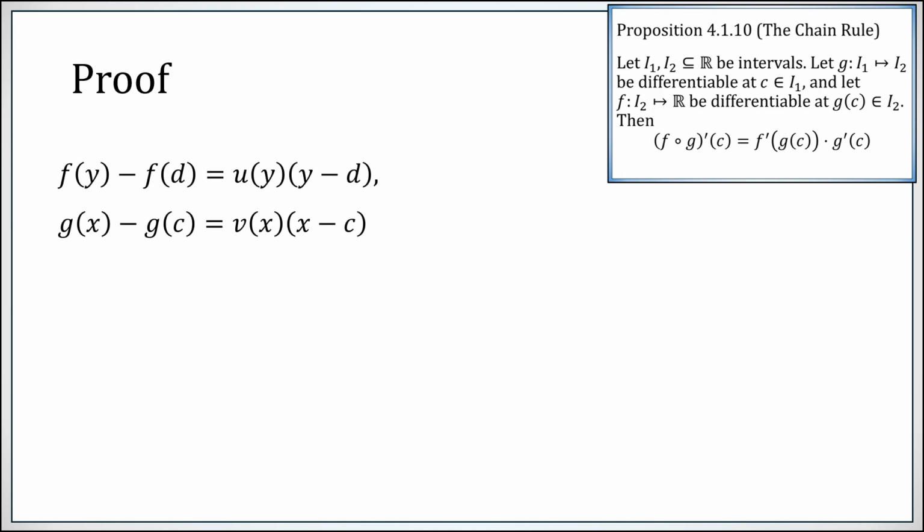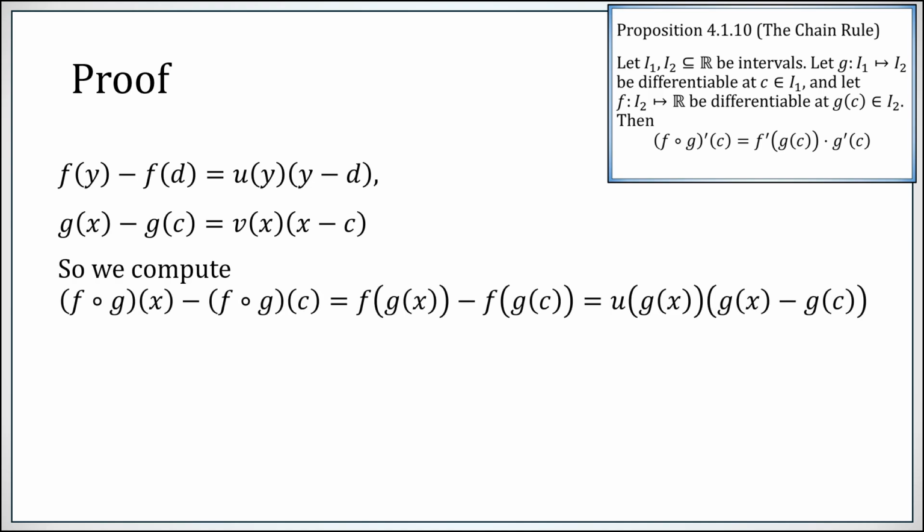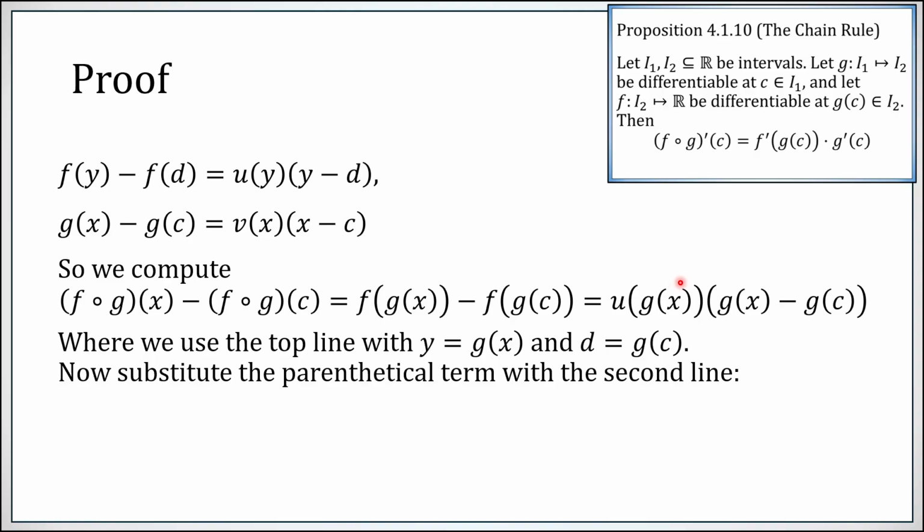All right, so now we have these. We're going to compute the numerator of the difference quotient for the composition here: f of g of x minus f of g of c. Now to end up here, just use y equals g of x and remember that d is equal to g of c. So f of g of x minus f of g of c equals u of g of x times the quantity g of x minus g of c. That's exactly what we have here.